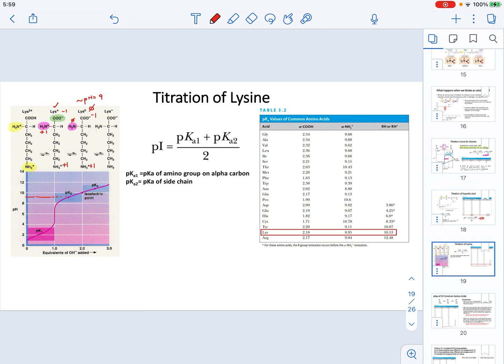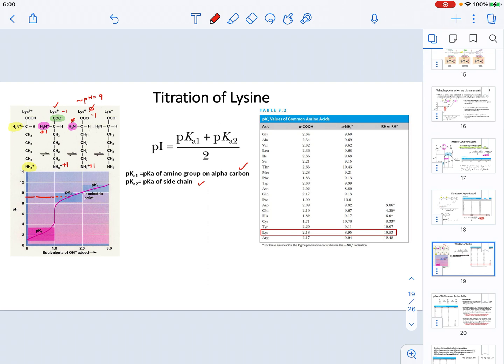So what does this mean? That in order to calculate the isoelectric point for positive amino acids, or basic amino acids, I should say, like lysine, like arginine, like histidine, what I am going to be doing is that I'm going to take the average of the pKa of the amino group that is attached to the alpha carbon and the pKa of the side chain amino group.